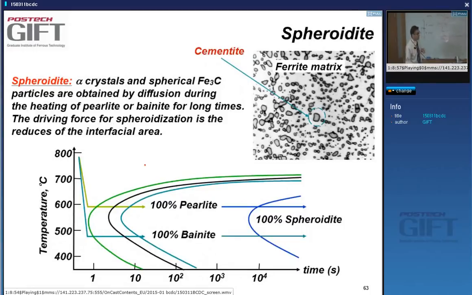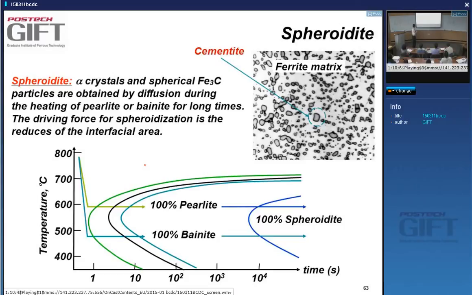Now, neither one of these structures, whether it's bainite or perlite, is a stable microstructure. The stable microstructure is one where you keep the temperature constant, do the transformation, and then wait long enough for the equilibrium microstructure, the lowest energy microstructure, to be formed. And if you do this, and it does take a lot of time, many hours, what you form is what we call spheroidite. Yeah. And this is the microstructure. It's actually a ferrite matrix with globules, little circular particles of cementite.